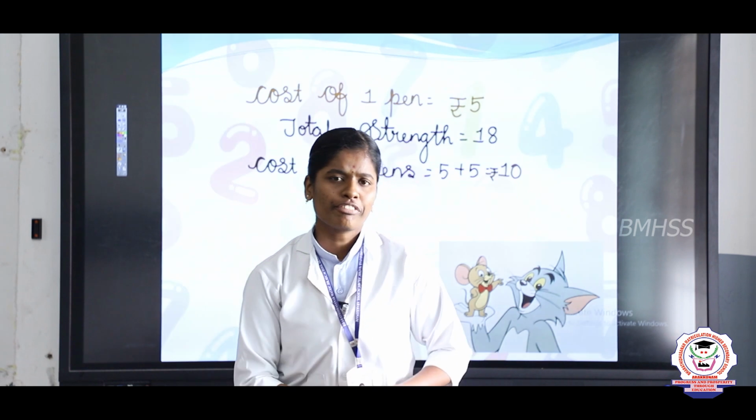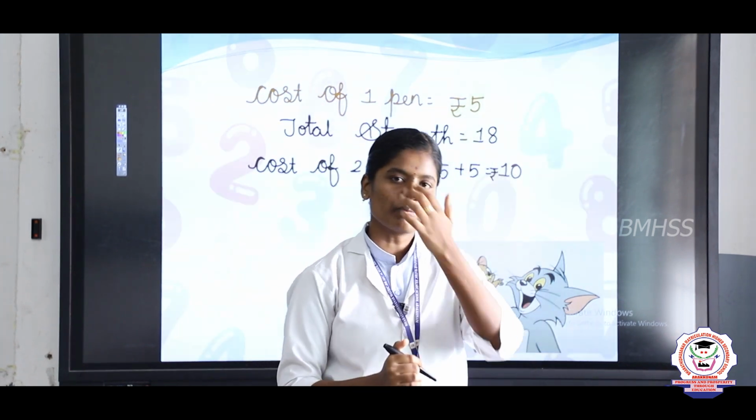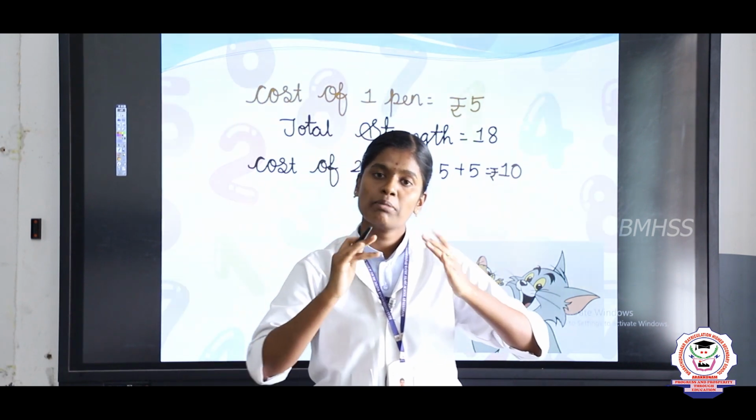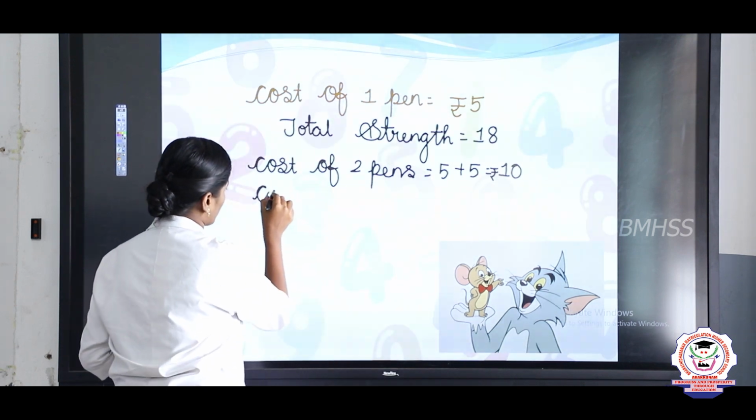Next, we are going to find the cost of 3 pens. The cost of 3 pens is 15 rupees. So, how is it 15 rupees? Take 5 plus 5 plus 5. Okay. So, the cost of 3 pens.